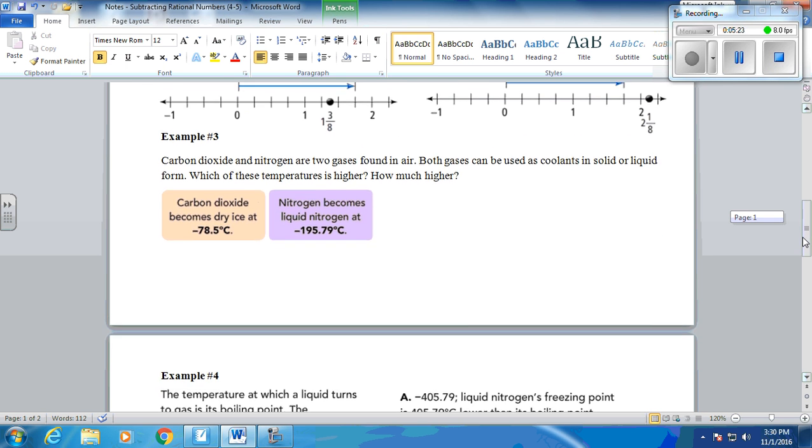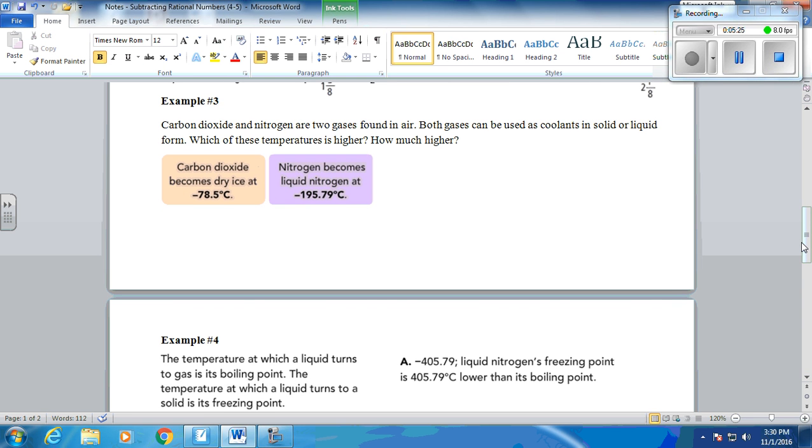Question number 3 says that carbon dioxide and nitrogen are 2 gases found in air. Both gases can be used as coolants in solid or liquid form. So which of these temperatures is higher, and how much higher? Well, when I stop and look at this, I've got negative 78 and 5/10 and negative 195 and 79/100. The higher temperature sounds like the carbon dioxide to me.